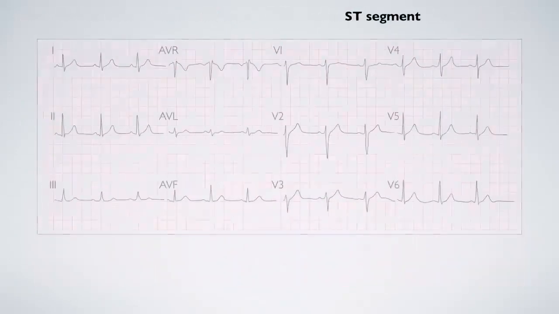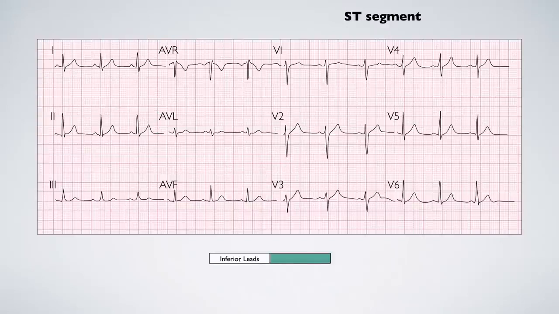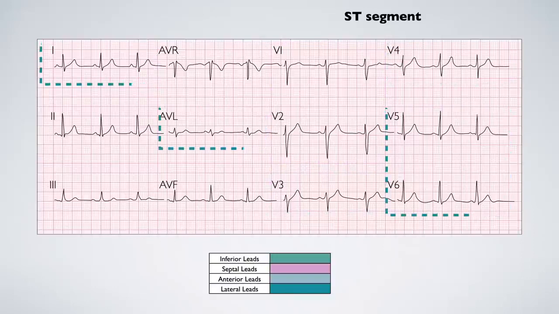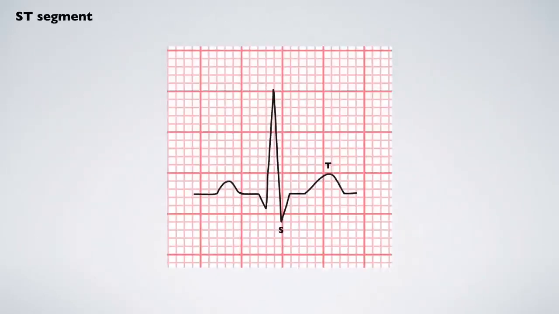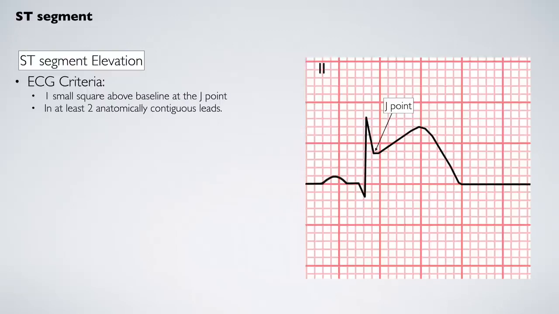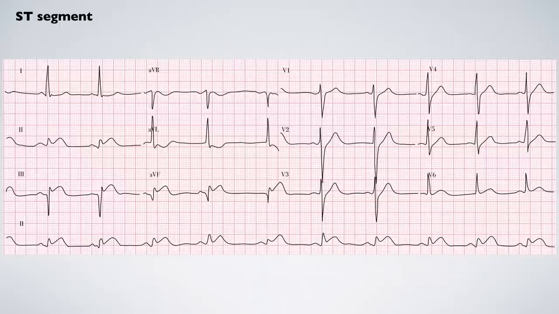Now we move on to the ST segment. Scan all territories of the ECG looking at the anatomically grouped leads: the inferior, septal, anterior, and lateral views. The ST segment is usually flat, but elevation or depression of the ST segment is measured at the J point. ST elevation is significant if it is greater than 1 small square in 2 or more anatomically grouped leads. Let's take a look at some examples.